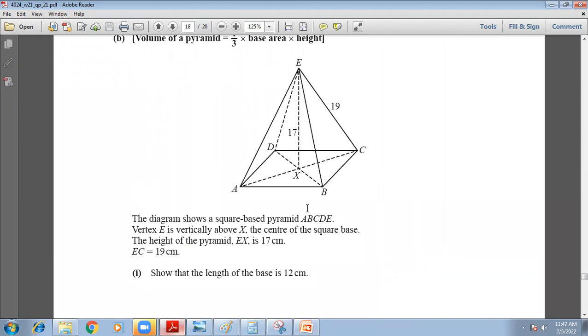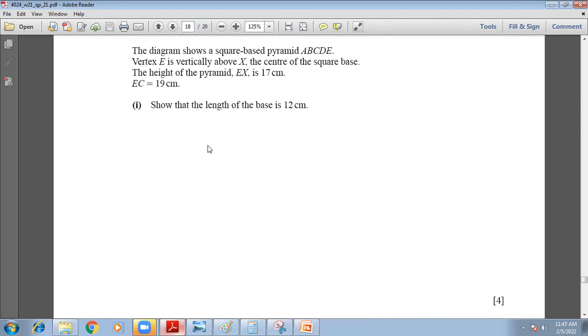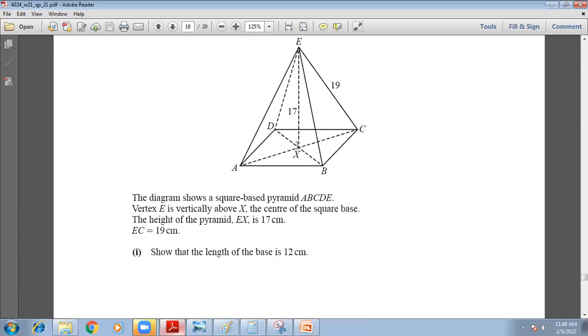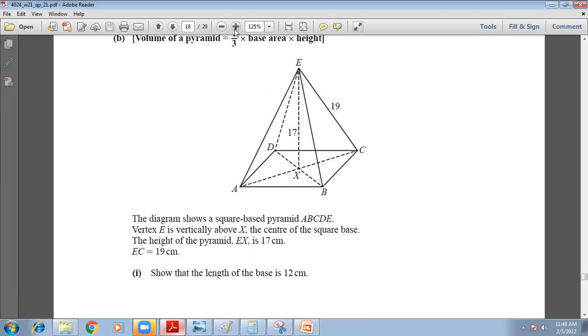I can do that. This is a square base, so it's a 4-mark question. You see, this is a right angle triangle, EXC. Can you see that right angle triangle, EXC? 19 is the hypotenuse and this is the perpendicular. By applying Pythagoras, I can find the value of XC. Then I will double that XC value, and that will be AC. AB and BC are equal, so I will suppose them some letter. For example, I say this is small a, this is small a, or I can say L and L.